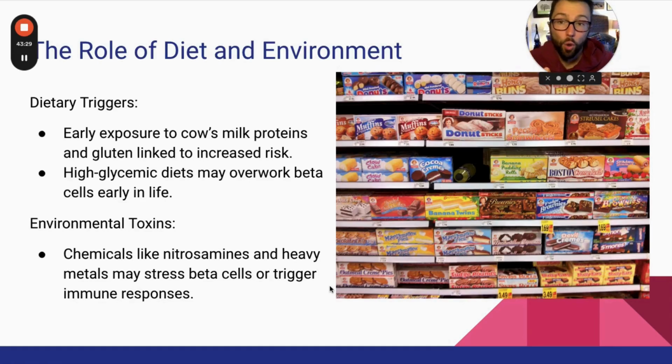And then obviously the role of diet and our environment, right? We've got this grocery store shelf of absolute trash. If any of this is in your house, get it out of there, right? So there are theories on early exposure to dairy, cow's milk protein, gluten. There's a huge co-occurrence of celiac disease and type 1 diabetes, high glycemic diets.